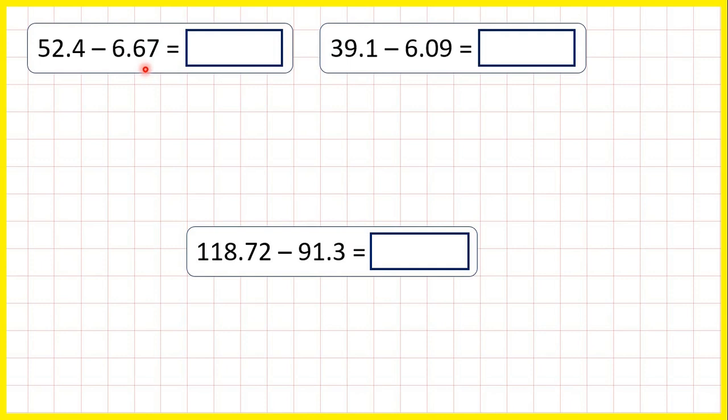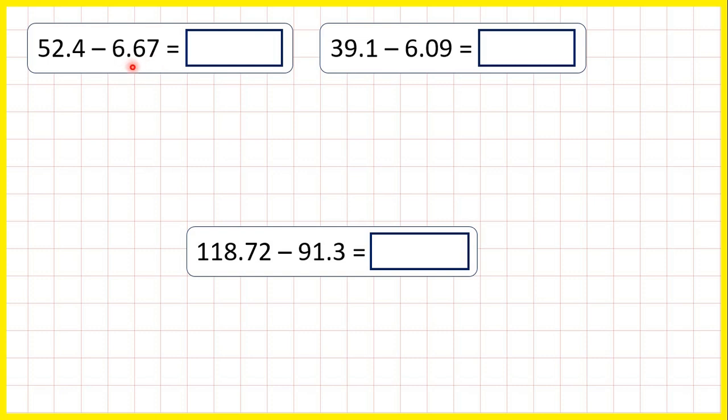Now we need to subtract decimals with a different number of decimal places. So first we have 52.4, which has one decimal place, it just has one digit after the decimal point, and we need to subtract 6.67, which has two decimal places.